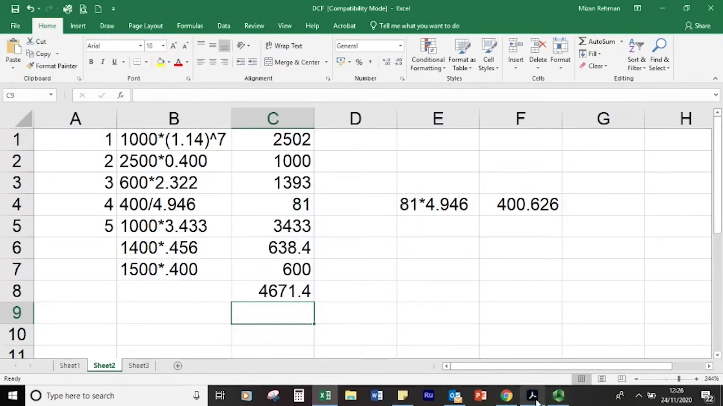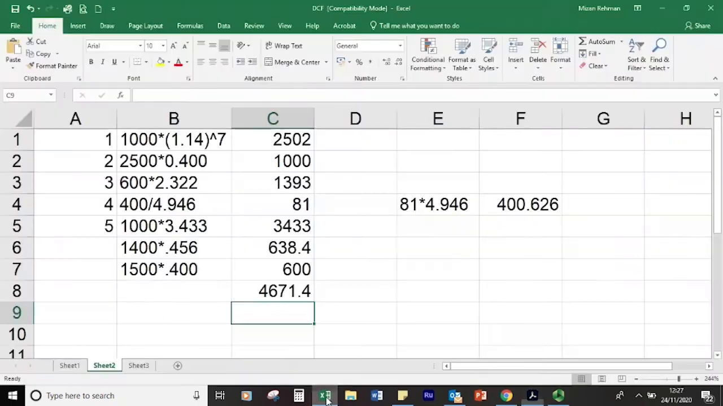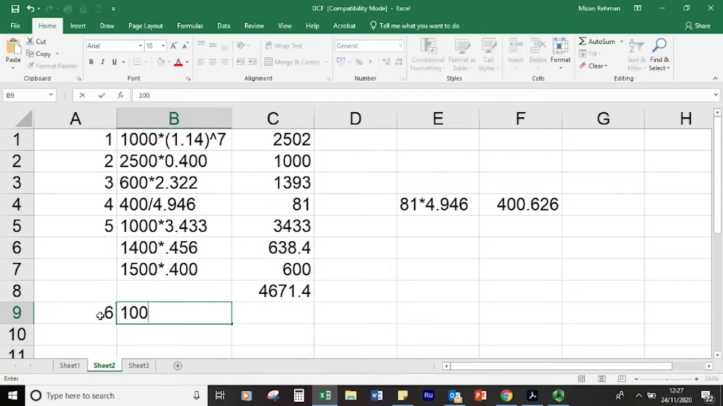Now number 6. Number 6 says that I'm offered a lease costing 1,000 a year for the next 8 years. So I'll be paying 1,000 for the next 8 years. It will then be renewed at a further 2 years at a cost of 300 a year. So then I will be paying 300 for 2 consecutive years. What is the total cost in terms of present value? Okay, let's go to my Excel sheet now. So number 6. All right, so first what is happening, we are paying £1,000 for 8 years.